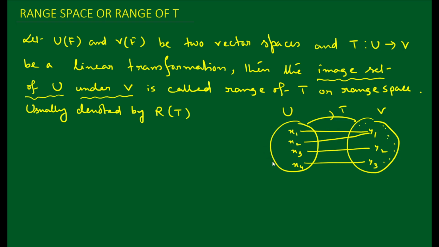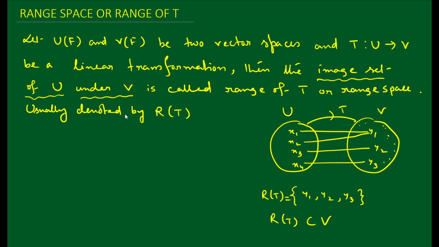Now see, the elements of U, उसका जो image है, those images are in V. So let us make a set with the images. So what are the images? y1, y2 and y3. So these are all images of some elements of U. So the set of all images of U under V is called range of T. So this is range of T and it is denoted by R of T. So here see, R of T is a subspace of what?